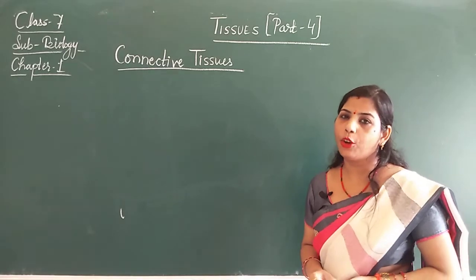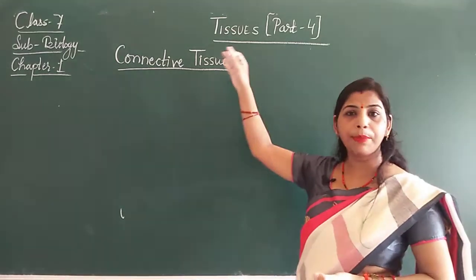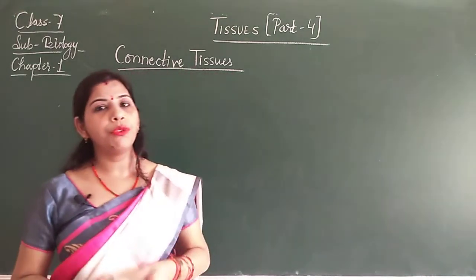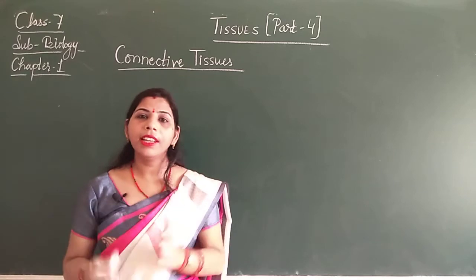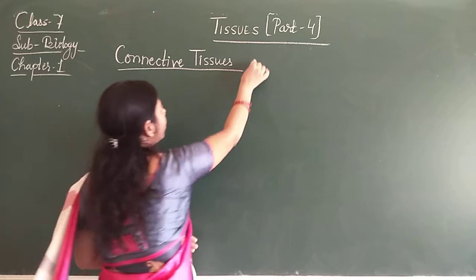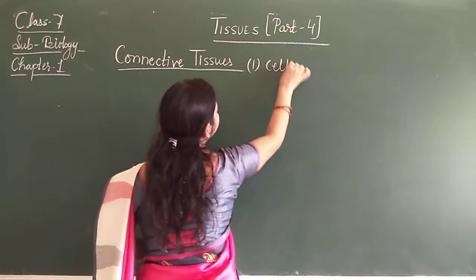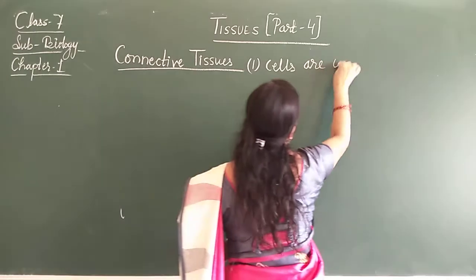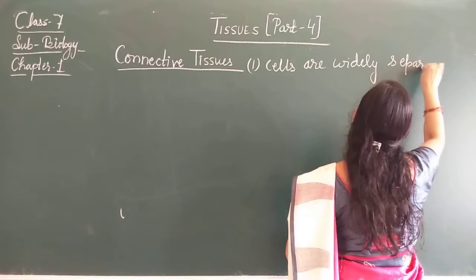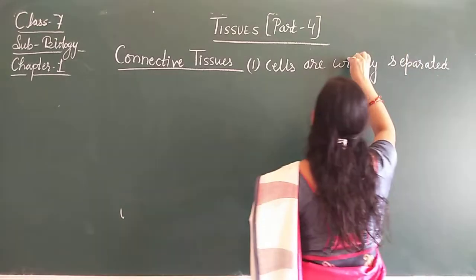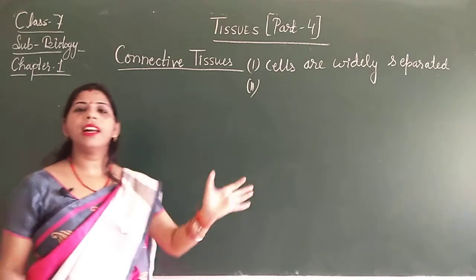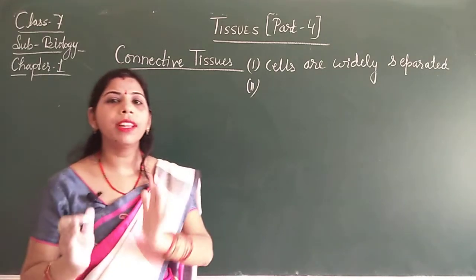Today I will start the topic connective tissue, that is the first chapter, part 4. So connective tissue is a tissue which is present in our body. In this tissue the cells are widely separated, and these cells are embedded in a non-living substance.